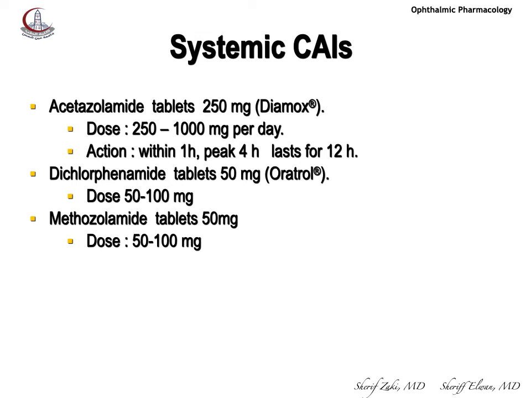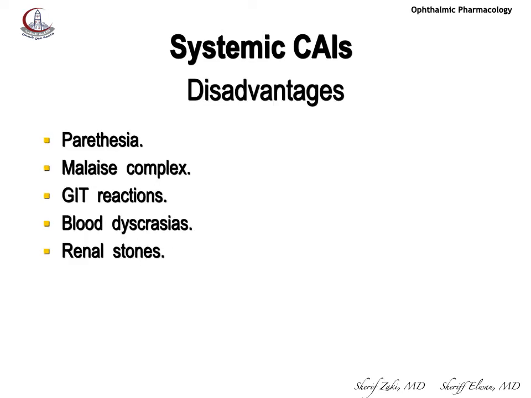The doses are for acetazolamide up to 4 to 6 tablets per day. Action appears in 1 hour, reaches a peak in 4 hours, and lasts for 12 hours. The other drugs are taken in the form of 1 to 2 tablets daily. They have the disadvantages of paresthesia, malaise, gastrointestinal reactions, blood dyscrasias, and probably renal stones.